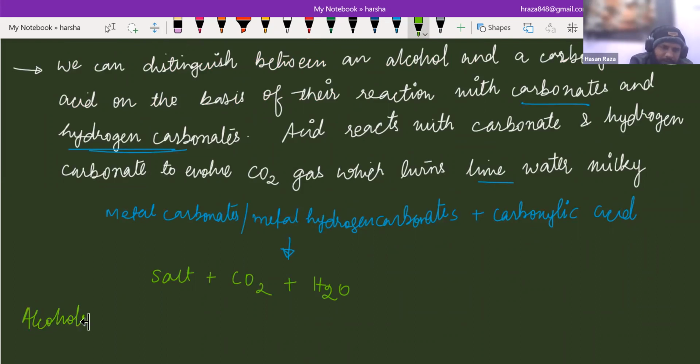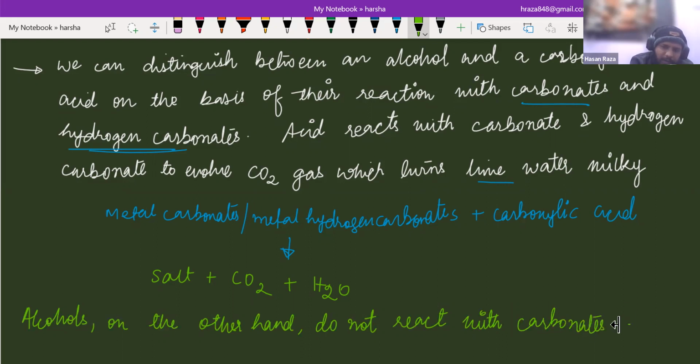Okay. So the product will be salt plus carbon dioxide plus water. And we can write that alcohols, on the other hand, do not react with carbonates and hydrogen carbonates.